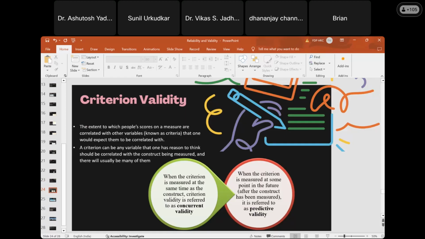So criterion validity is when you compare your results to what you are supposed to get based on a chosen criteria. Okay, it is the extent to which individual scores on a measure are correlated with other variables which are known as criteria that one would expect them to be correlated with. Okay, for example, एक इंस्ट्रूमेंट है, हमने नया इंस्ट्रूमेंट बनाया जो कि टेस्ट एंजाइटी को मेजर करता है. टेस्ट एंजाइटी मतलब एग्जाम एंजाइटी. ओके, अब आइडियली एग्जाम एंजाइटी या टेस्ट एंजाइटी शुड बी नेगेटिवली कोरिलेटेड विद द परफॉर्मेंस on an important school exam, college exam में, है ना?